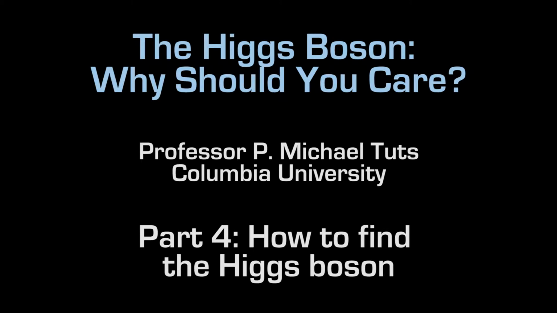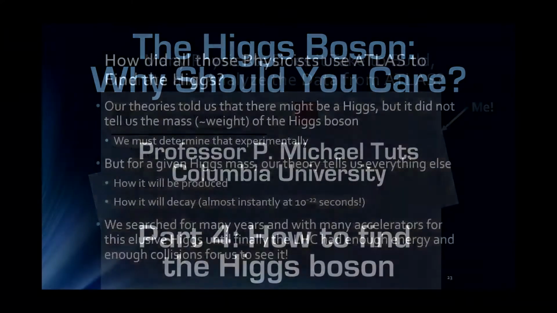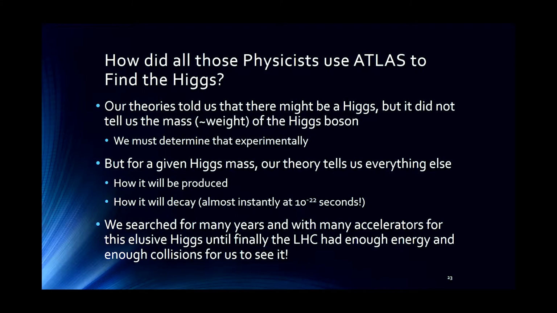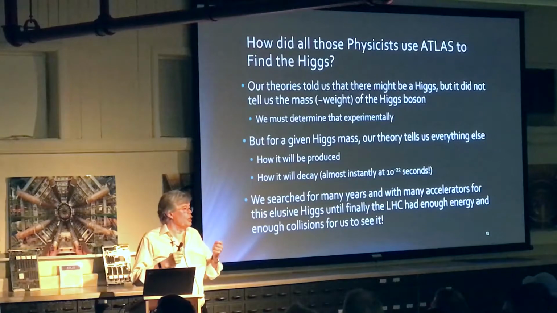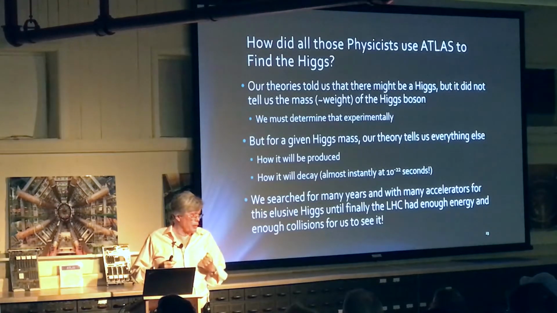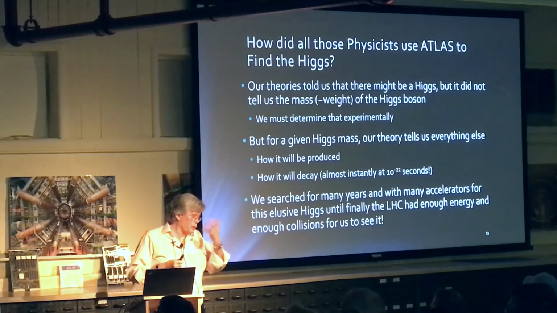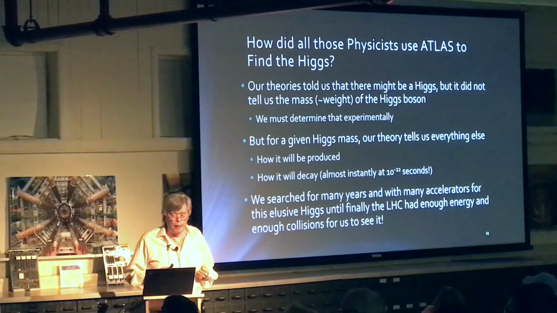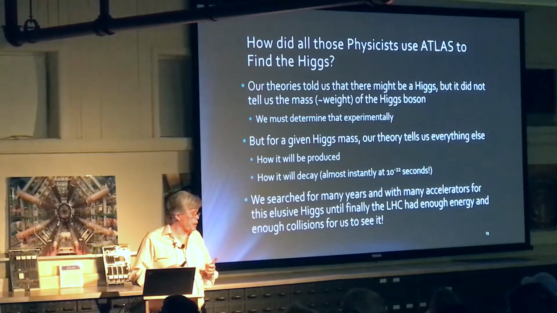$10,000 over there. So it's really a big, big enterprise. So one question then is, okay, how did all these physicists actually find the Higgs boson? The theories that Higgs and Englert developed tell us that there might be a Higgs, but they didn't tell us what the mass of that Higgs boson was, essentially the weight of the Higgs boson. So that's something we have to determine experimentally.